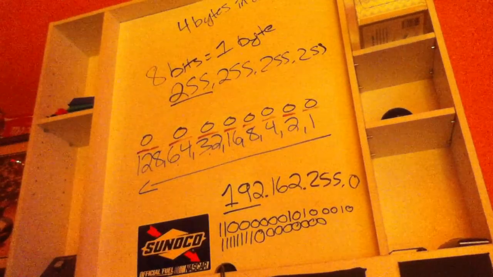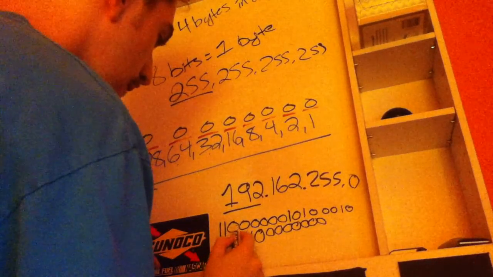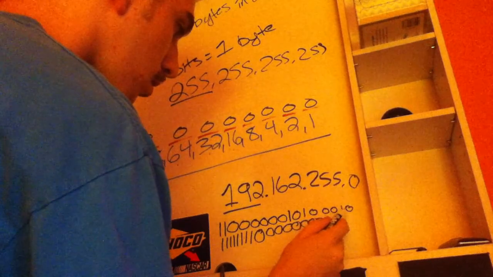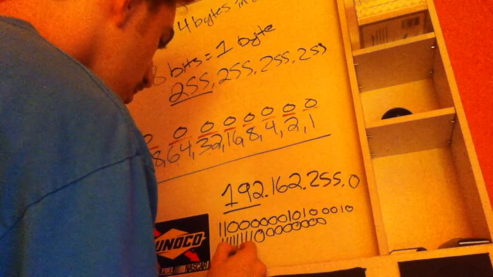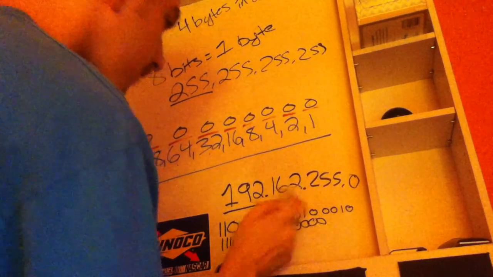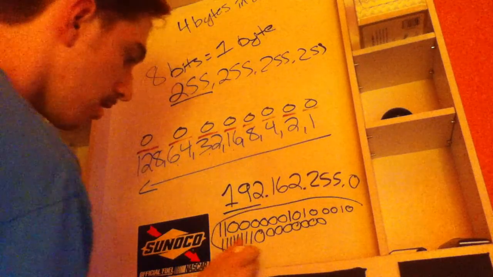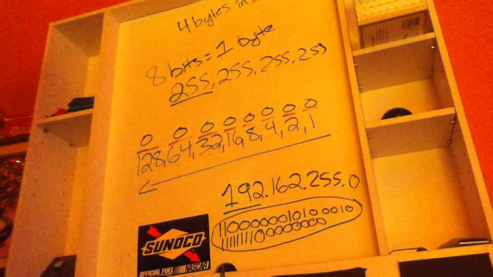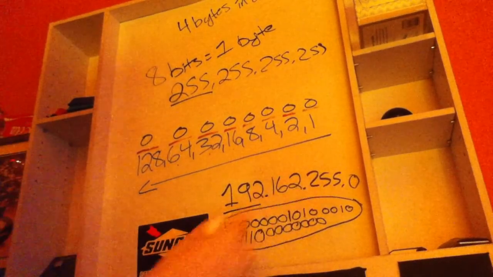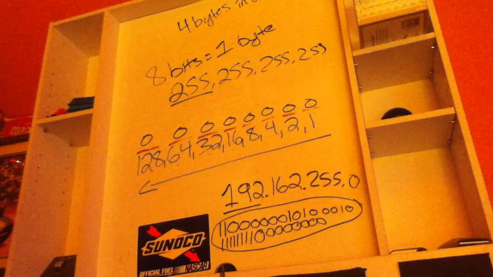1, 2, 3, 4, 5, 6, 7, 8. There's the IP address in binary. Just, it's on, off, off, off, off, off, off, on, off, on, off, off, off, on, off. On, off, off, off, off, off, off, off, off. That is the IP address in binary right there, guys. It makes so much sense. 192.168.255.0. Make sense? Yes, it is.